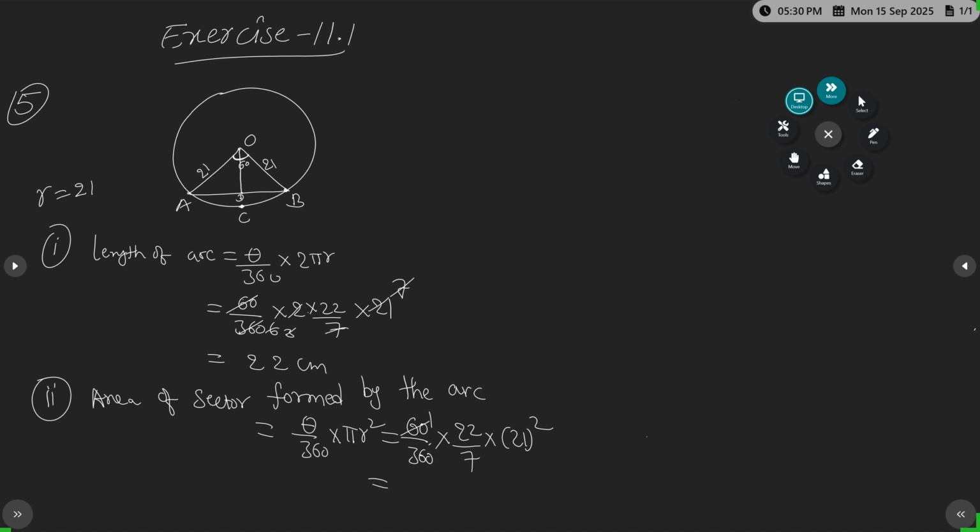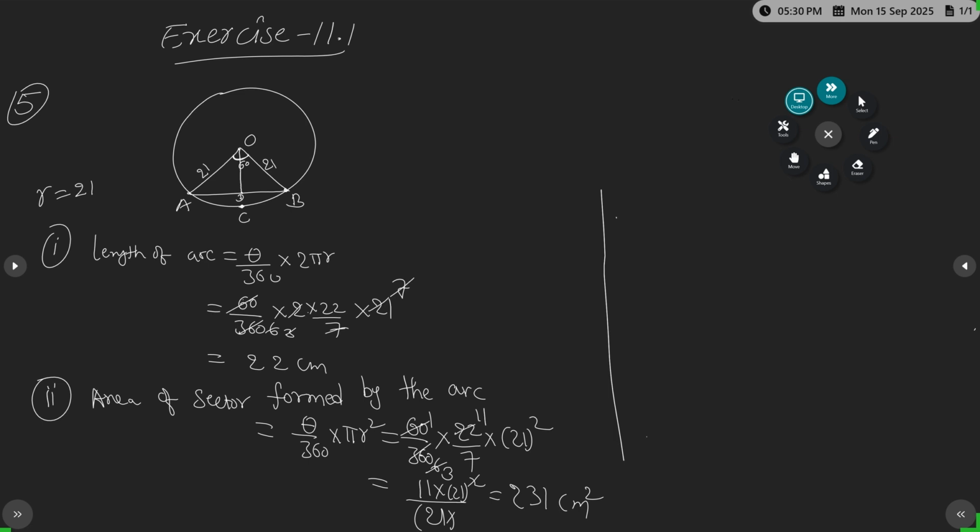Here we get 60 table, 6 1s, 6. 2 table, 2 3s, 2 11s, 7 3s, 21. So in the denominator 21, numerator 11 into 21 whole square. That means square root 21 cancellation. Here we get 11 into 21. We get the value 231 centimeters square.